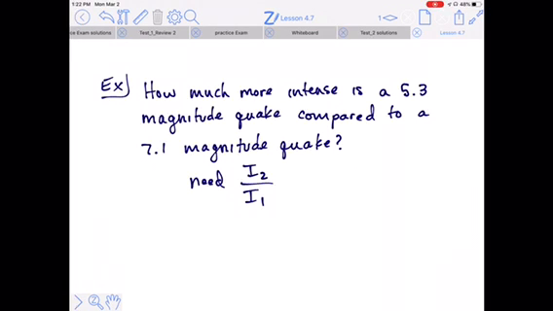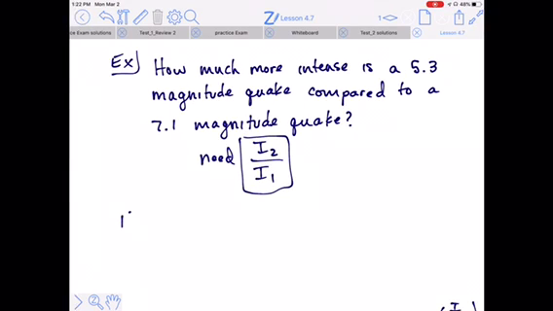Was it twice as intense, 10 times as intense, 100 times as intense? In order to figure that out, we need a ratio. We need to divide the two intensities. So for the first quake, we have the magnitude, which is 5.3, and that's equal to the log. We don't know the intensity, so I'm going to call it I1, divided by S, which is 10 to the negative 4.